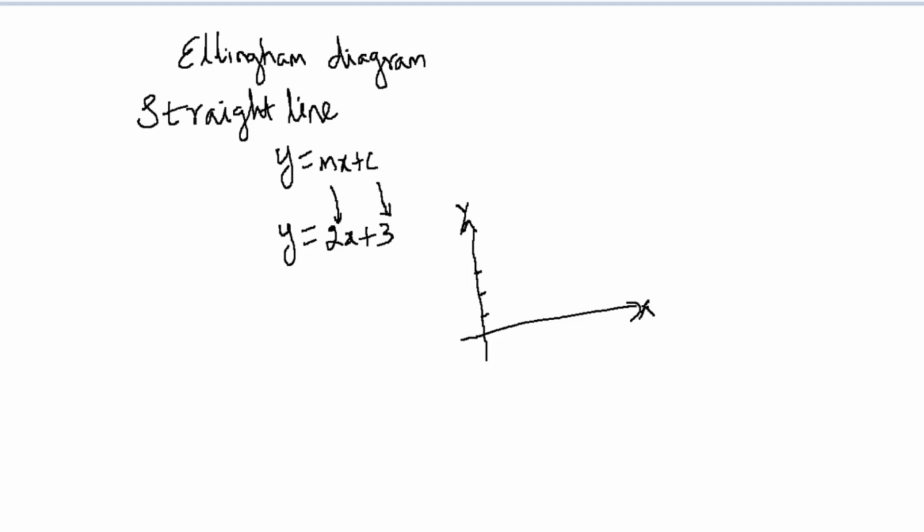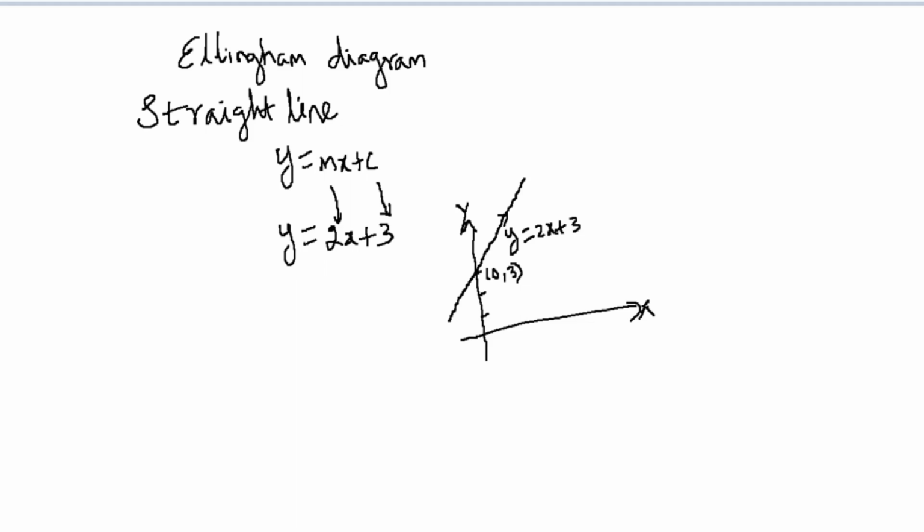Now we have to see the sign of the slope. The slope is positive and this is the y-intercept, 0, 3. If the slope is positive, from the y-intercept the line travels right side upward. So this is the straight line y equals 2x plus 3.